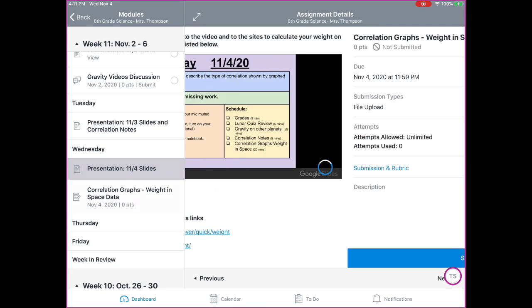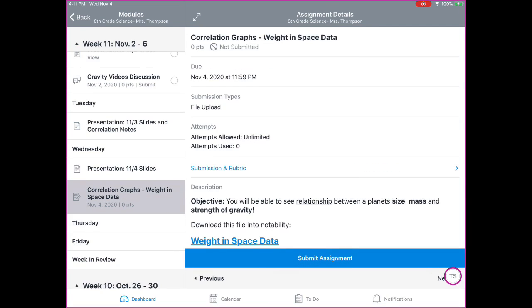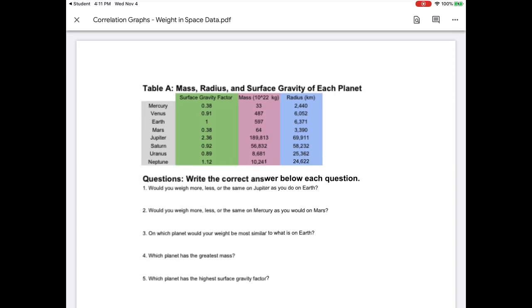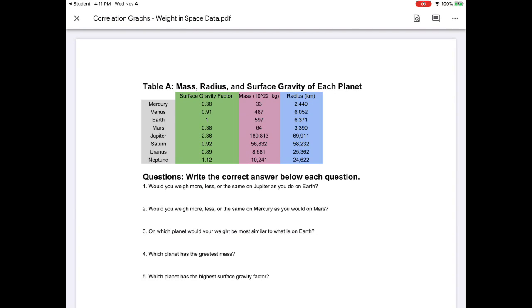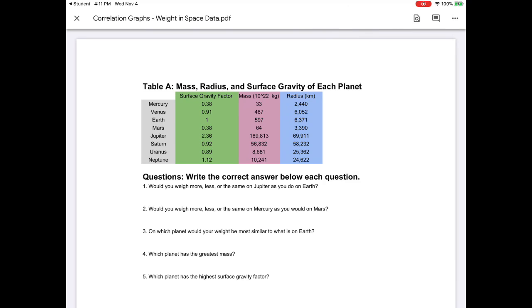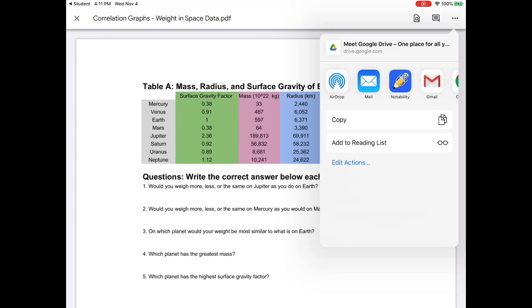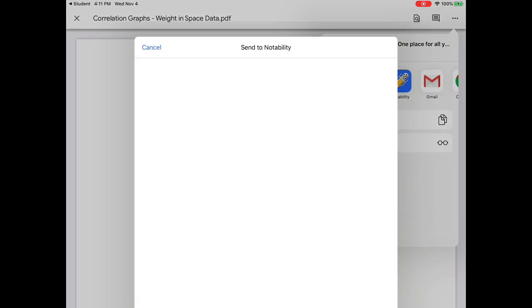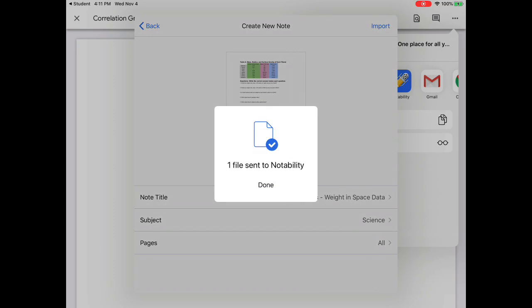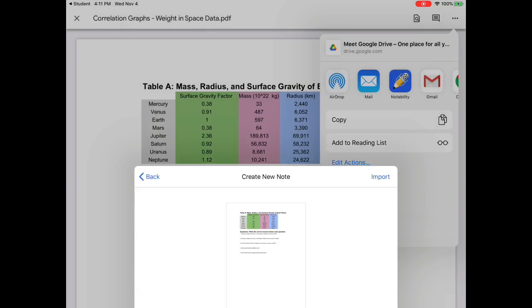Now that you're at this assignment, the first thing you're going to do is send it to Notability. So I'm going to click on the document, and it's going to open up. Then I'm going to hit the three little dots in the upper right-hand corner, and send a copy to Notability. I am going to create a new note, and make sure that it goes into the science folder. So this is correlation graphs and weight and space data. I'm going to click import, and now that's in Notability.